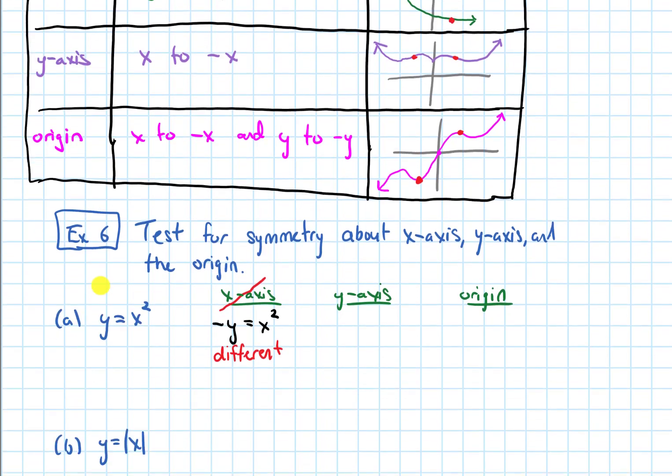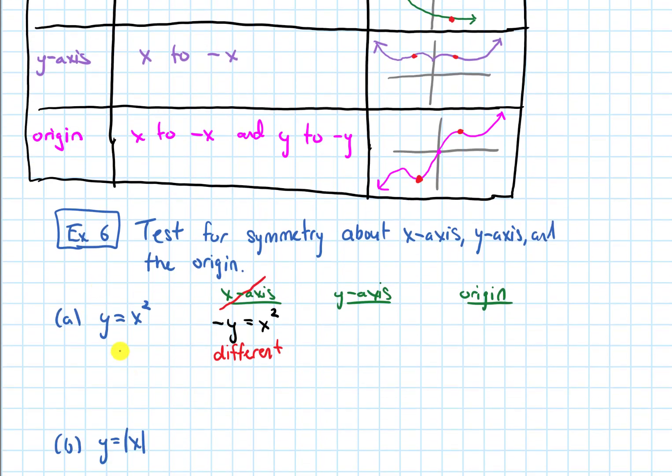Okay, and I can actually confirm that if I graph it. I know the graph of y equals x squared. This is a parabola, it looks like this. And that's definitely not symmetric about the x-axis. It's not the mirror image of itself across the x-axis.